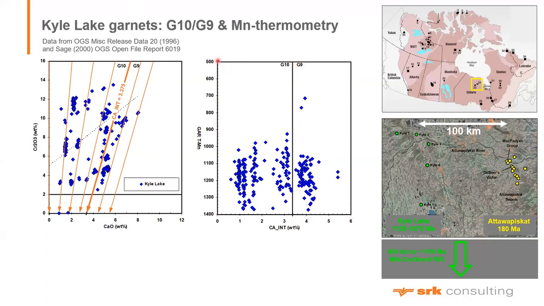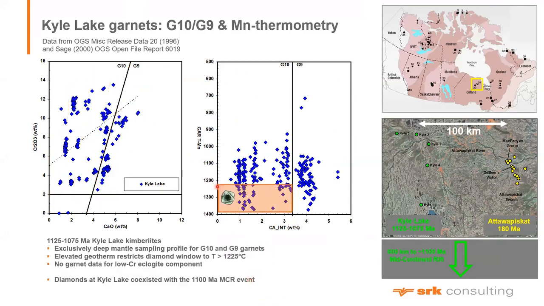There's that boundary. But I've now got on the y-axis, inverted from low temperature to high temperature, manganese temperatures calculated from these garnet compositions. What we find is that most of these garnets are high temperature. They're above 1,000 degrees centigrade. And we know the diamond window starts at 1225. So right at the bottom of the section, we have G10 garnets that are sitting in the diamond stability field. And it turns out the Kai Lake kimberlites actually do have diamonds, even though the geotherm is slightly elevated.